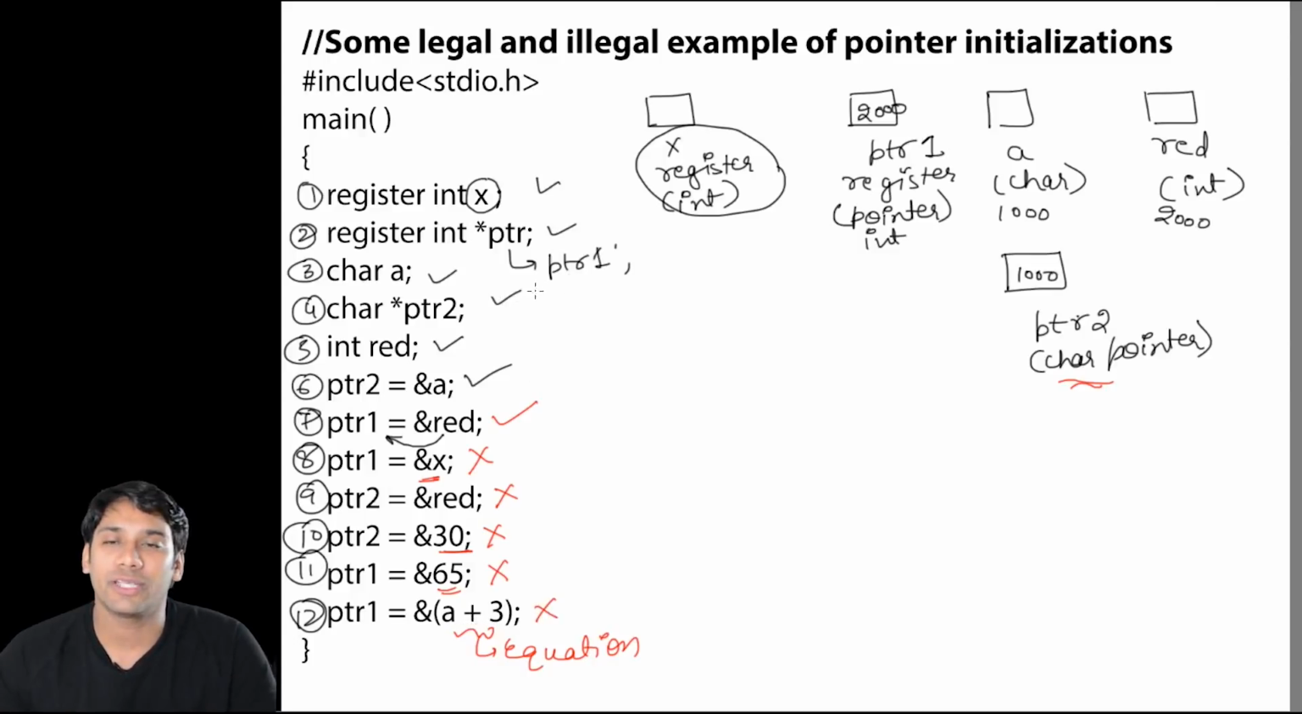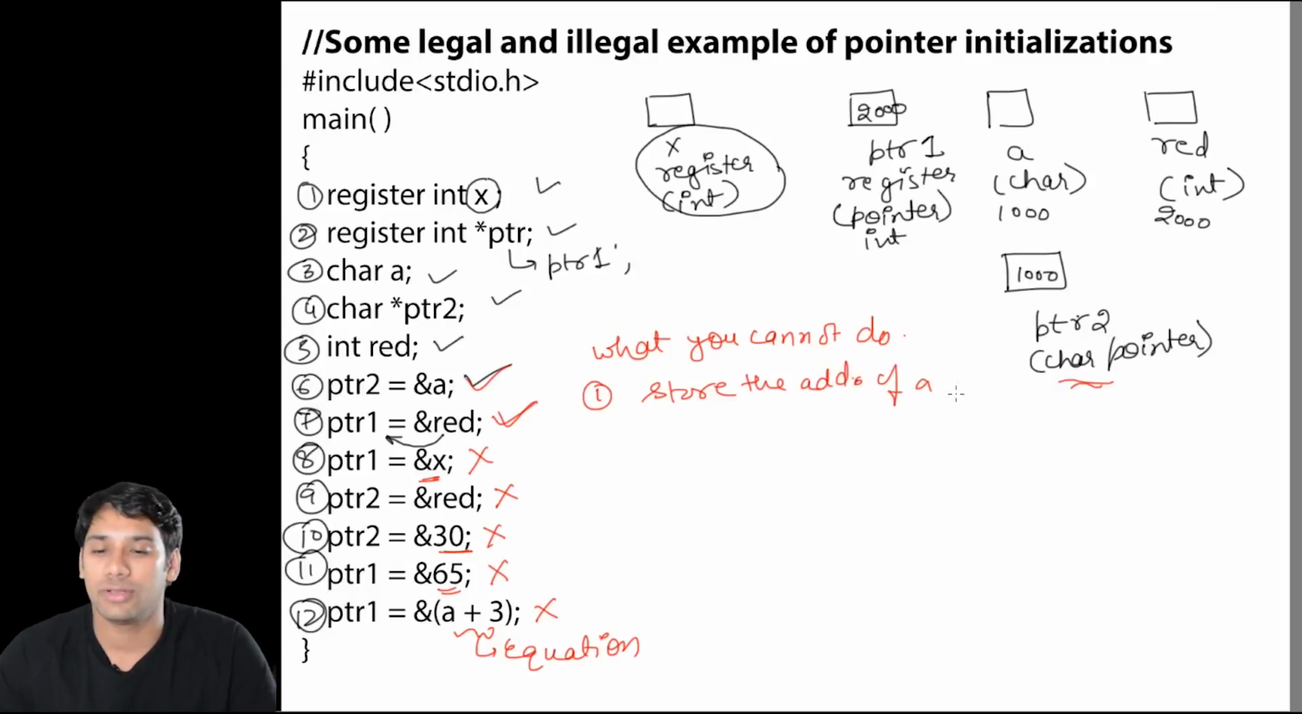So what are the valid declarations? If you have a character pointer, then you can store the address of a character. If you have an integer pointer, then you can store the address of an integer, right? If you have a floating point pointer, then you can store the address of a floating point number, but you cannot store the address of any register variable. I'll just write it here, what you cannot do. Number 1 is you cannot store the address of a register variable.